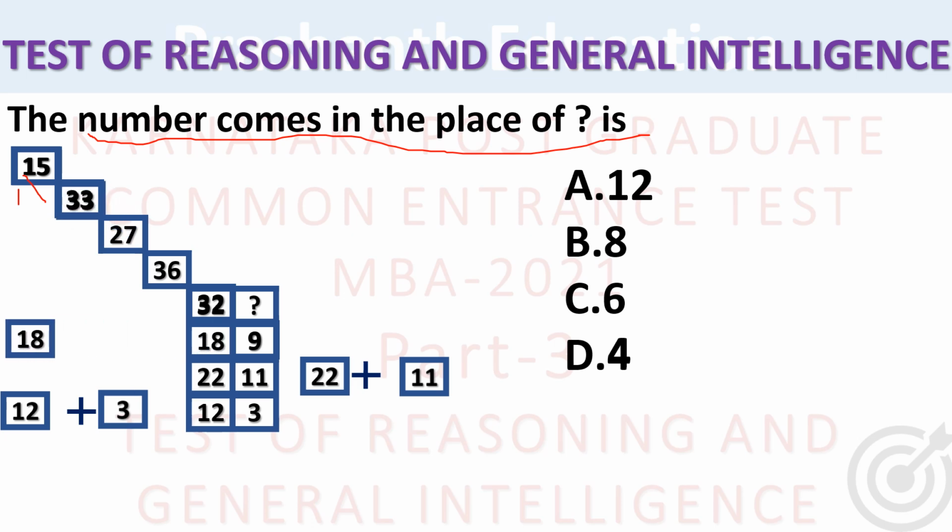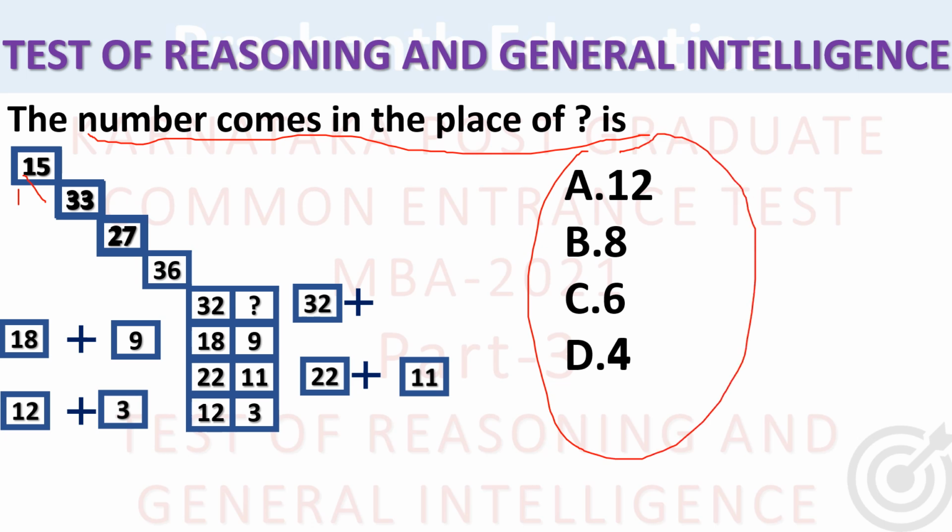Now 18 plus 9 is 27. Which number in your answer options do you need to add to 32 so that it becomes 36? 12, not possible. 8, 32 plus 8 will be 40, not possible. 32 plus 6 will be 38, not possible. 32 plus 4 will be equal to 36. So the correct answer is D, 4.